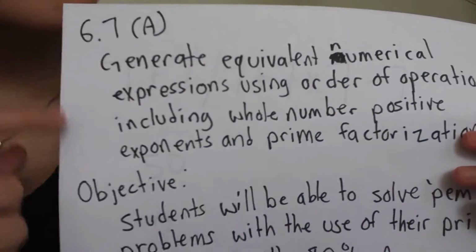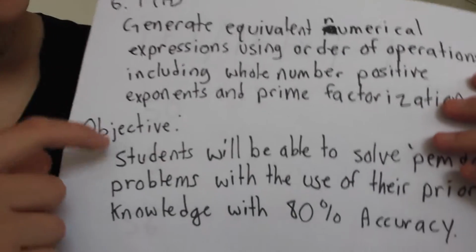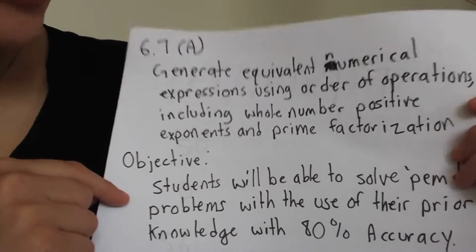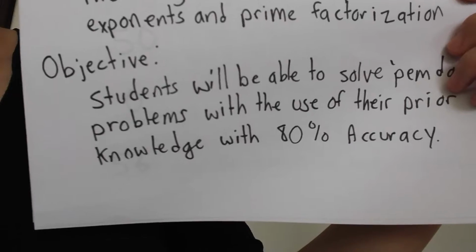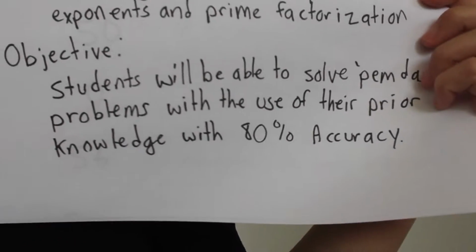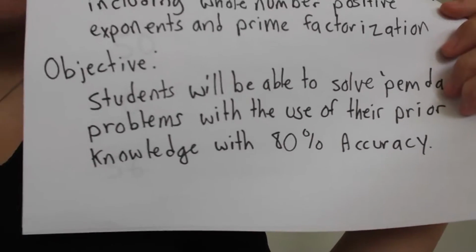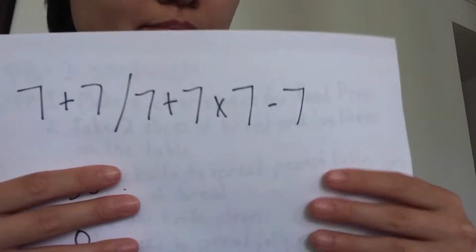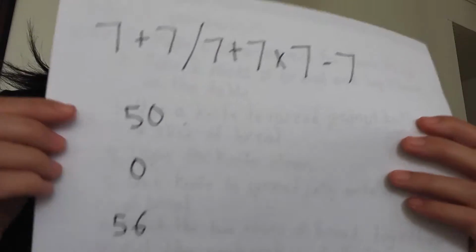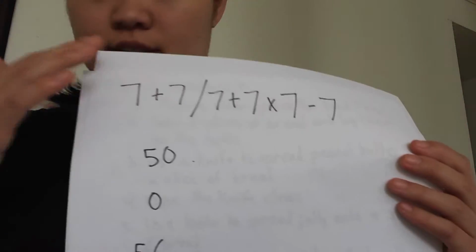The lesson for this is going to be 6.7a, generate equivalent numerical expressions using order of operations. My objective is that students will be able to solve PEMDAS problems with 80% accuracy. So I will have this as a warm-up, and this is what I anticipate the answers to be. So just tell the students to solve that.